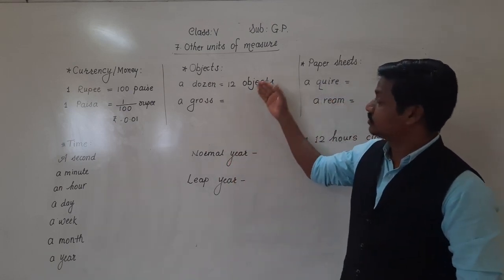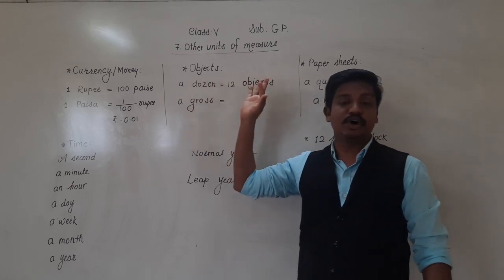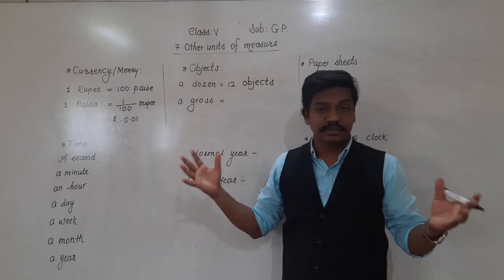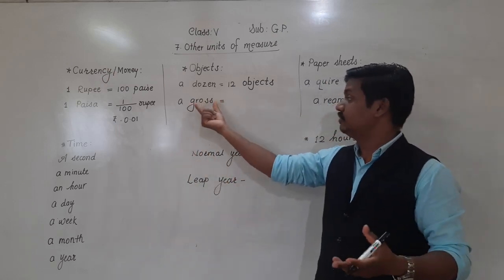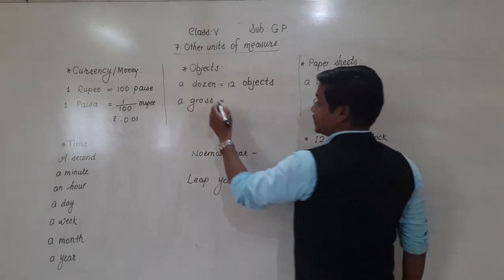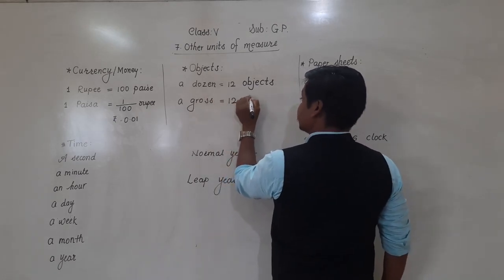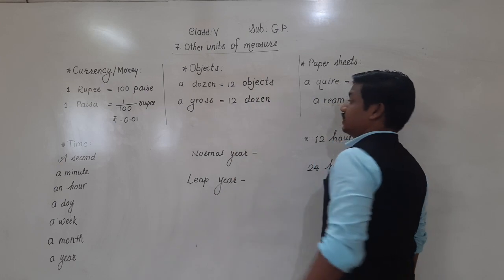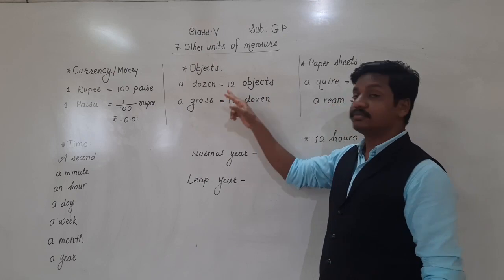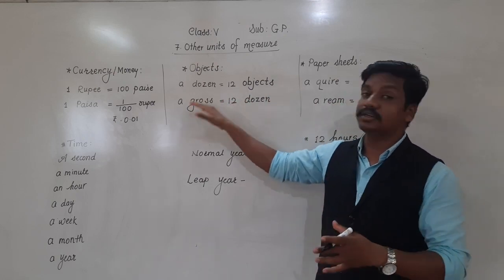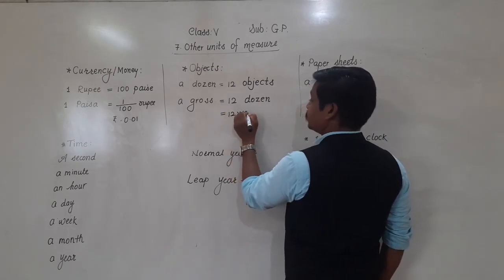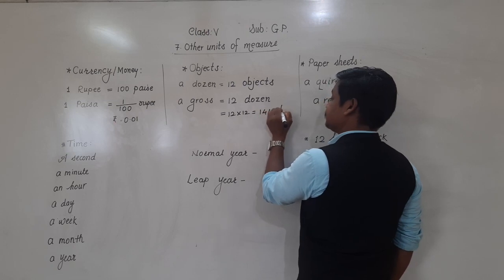So this is the first unit to measure objects, things. Another unit to measure objects, for a large number of objects, is a gross. Gross basically means 12 dozen. 1 dozen means 12 objects, and when 12 dozen are brought together, they make 1 gross. So 12 dozen means how many objects? 12 into 12, 144 objects.